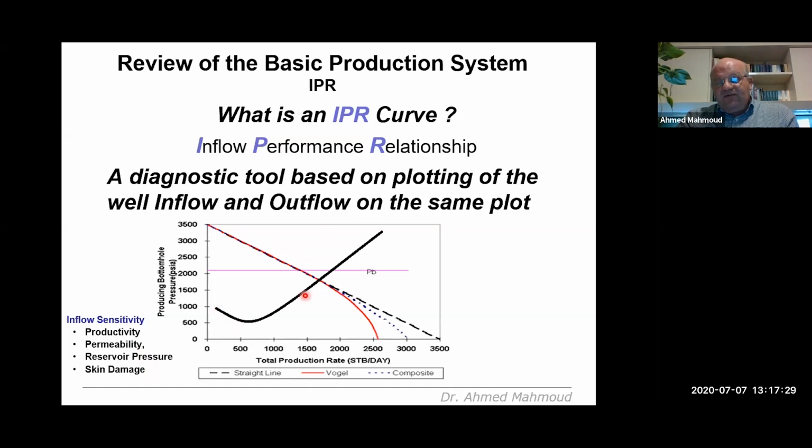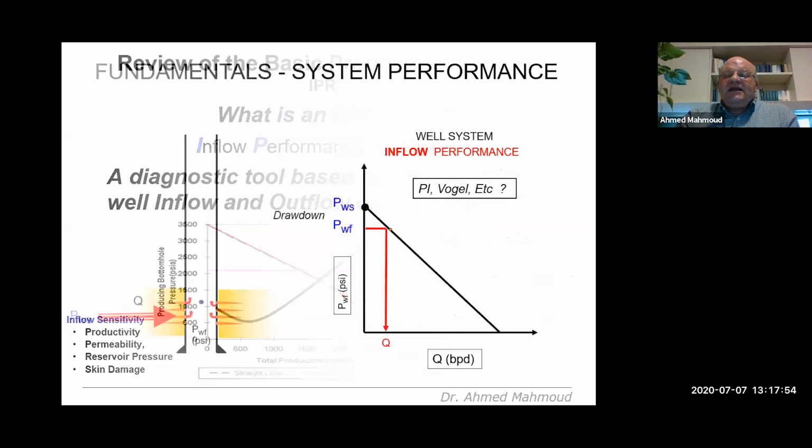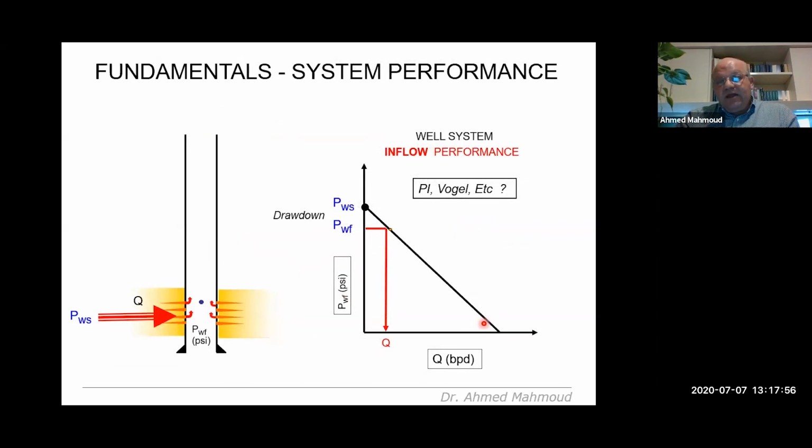And the outflow curve here is basically affected by the rest of the trip which I'm making across the tubing and into the horizontal part on the surface of the production system. So it will be affected by tubing size, water cut, GOR, size of the subsurface safety valve, the choke size, and the wellhead back pressure. Okay, we'll take it again step by step with the IPR curve.